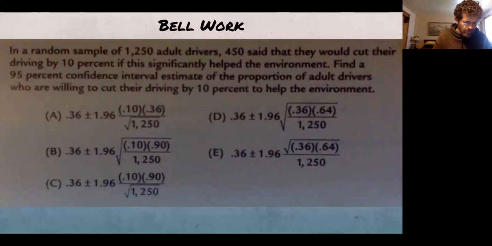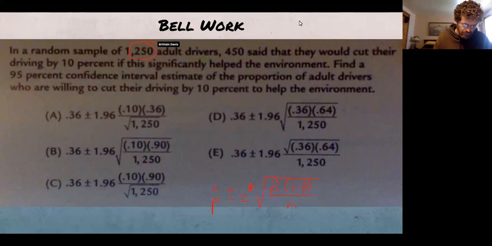Okay, so our bell work today is basically related directly to what we did yesterday. It's not asking you to go through and find the confidence interval, but it is asking you to figure out the calculation required for that. And what you hopefully remember is that that's going to be p hat plus or minus your critical value z star times the square root of p hat times 1 minus p hat all over n. N, of course, is your sample size, 1,250.